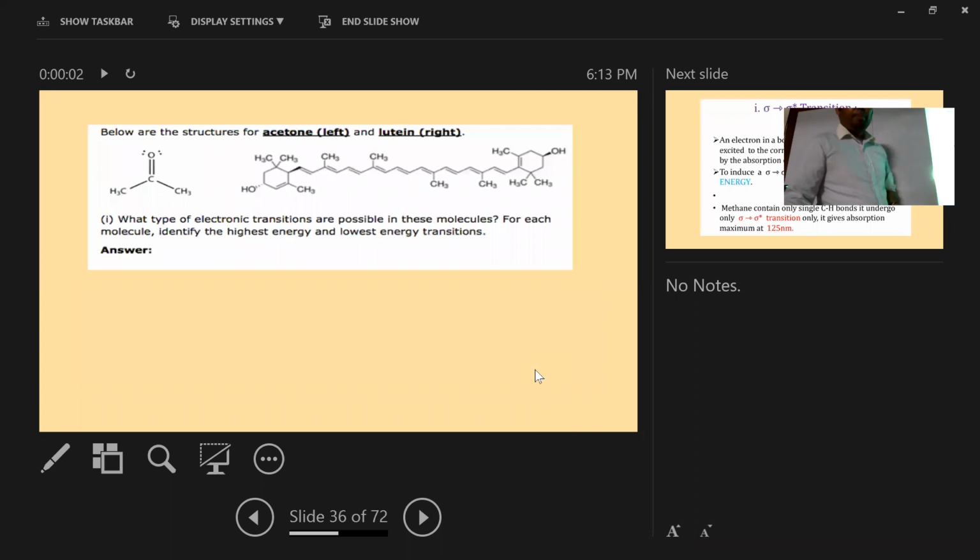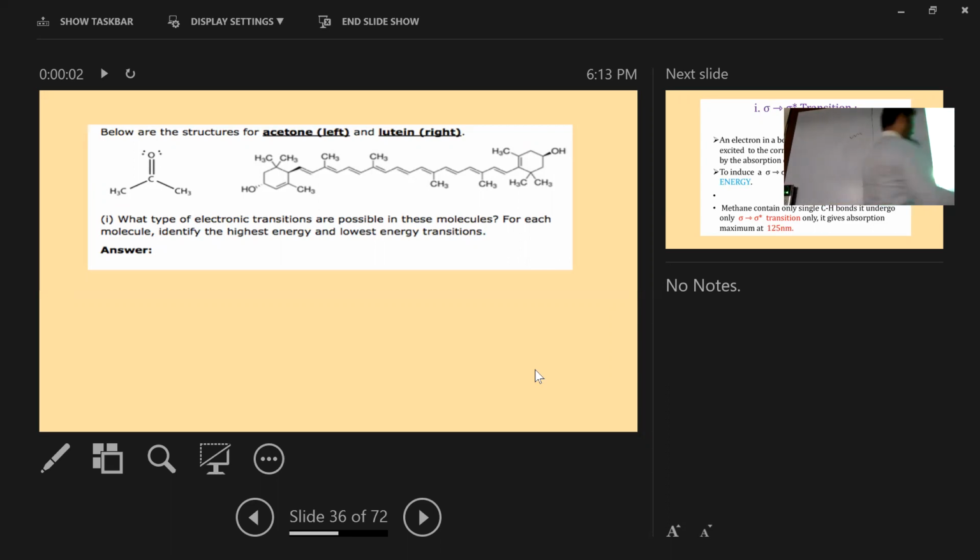Okay. Below is the structure of acetone. So, what type of electronic transitions are possible in this molecule? What types of transition can you expect? Pi to pi star, because you have the double bond. Okay, that means one, I am writing pi to pi star. N to sigma star or N to pi star. Any more?